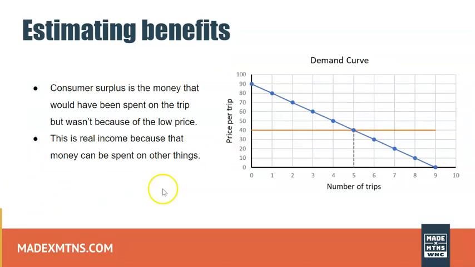Okay, so here we are back to the demand curve view of this situation. So we've got the same willingness to pay values indicated by these blue circles, and then the horizontal line represents the cost per trip for this individual, and then this dotted line indicates that they're going to take 5 trips. So the total consumer surplus is the money that would have been spent on the trip, but wasn't because of the low price.